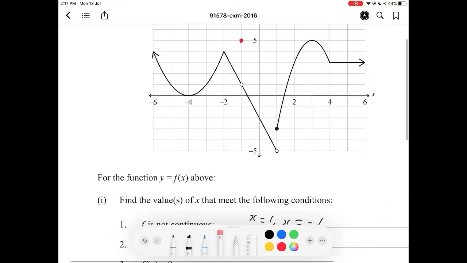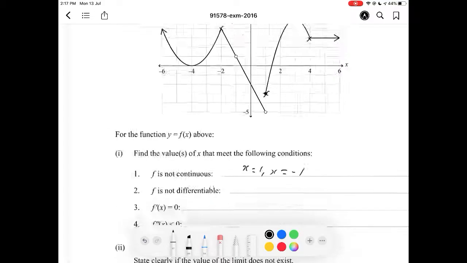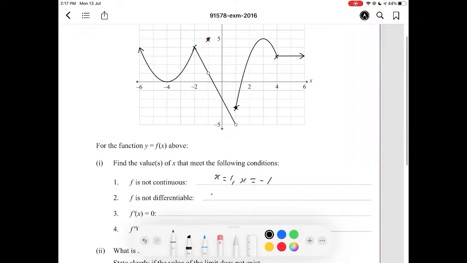f is not differentiable. It is not differentiable when it's not continuous, and when there are sharp corners. There's a sharp corner at x equals -2, a sharp corner at x equals 4, and we have to come back to our two non-continuous places as well. Those are not differentiable either. So x equals -2, x equals -1, x equals 1, x equals 4.